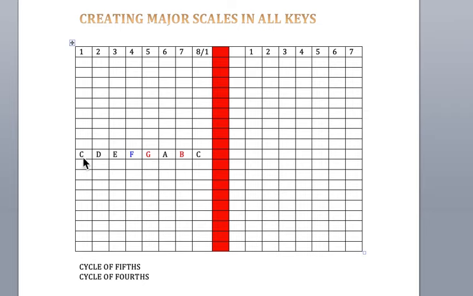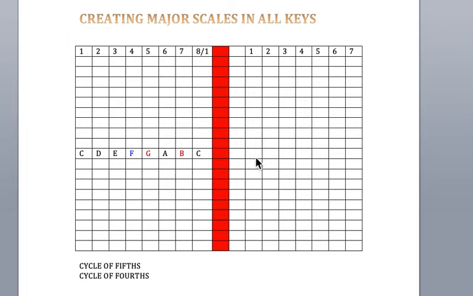And here is the C major scale, C, D, E, F, G, A, B, C. It doesn't have any sharp or any flat, so we leave it like that. So we want to deal first with those that have sharps. So what we do, we use this one here, which is called the cycle of fifths.